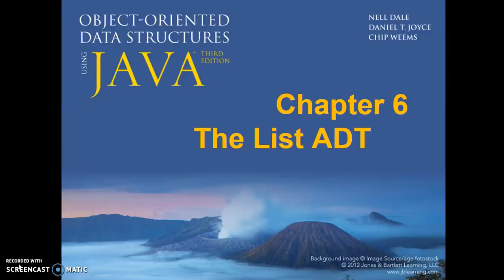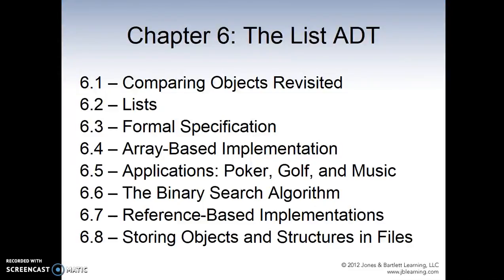So chapter 6, this is the structure. We're going to talk about the list ADT, the list abstract data type. We're going to look at what a list is and the formal specification of the list. There are three types of list: unsorted list, ordered list, and indexed list. We can use an array to implement it. And we look at the applications: poker, golf, and music.